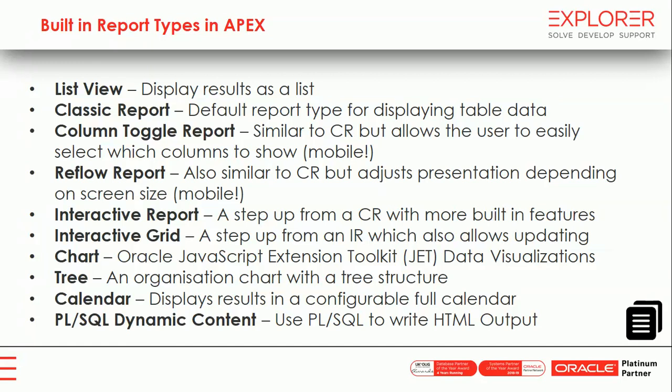Then we have the tree region type. This displays data in an organizational chart with a tree structure behind it, which allows the user to navigate down through the tree and nodes. Next we have the calendar region type. This displays the results of the query in a fully configurable calendar.